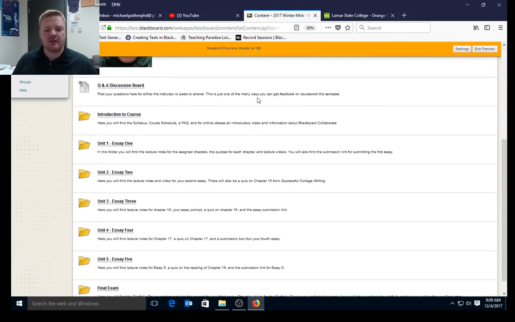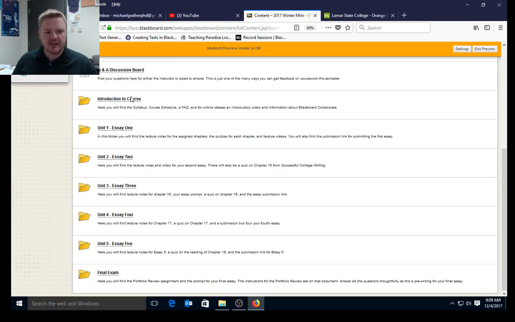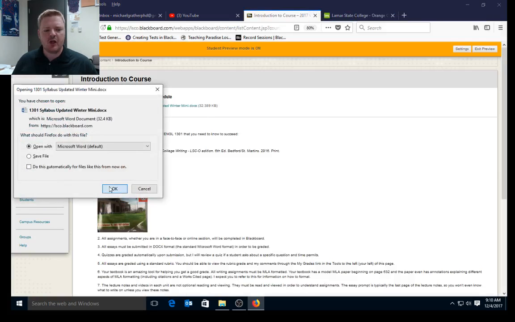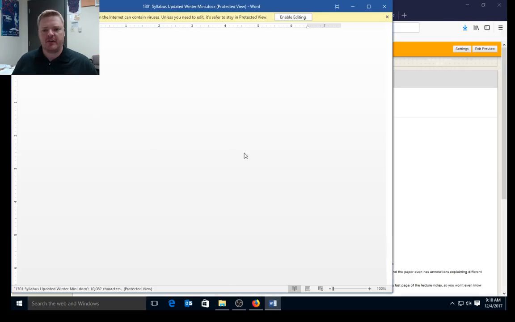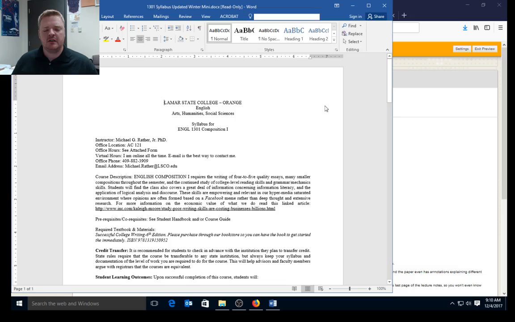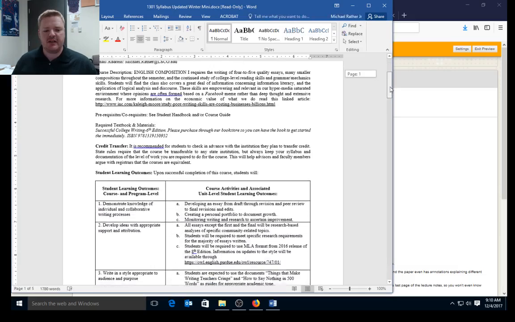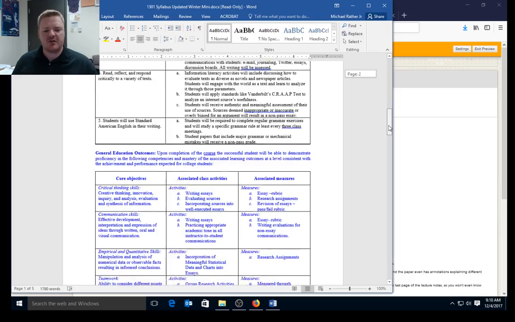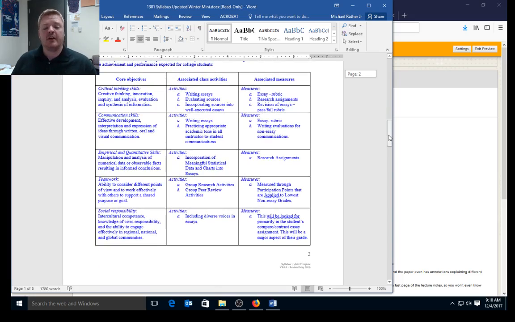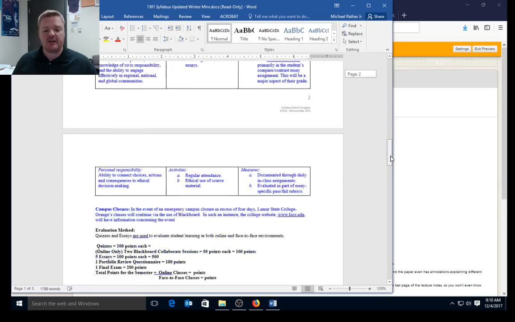And you notice that there's these course folders. And the first one that you need to look at is Introduction to Course. Here you have the course syllabus and course schedule, which opens in Microsoft Word. So it's very important that you have Microsoft Word so that you can open all these documents that are Microsoft Word documents. And you see a lot of the information is repeated here. But I have my student learning outcomes. This is my contract basically with you all about what you will do and what you will learn and what you can expect out of the class.